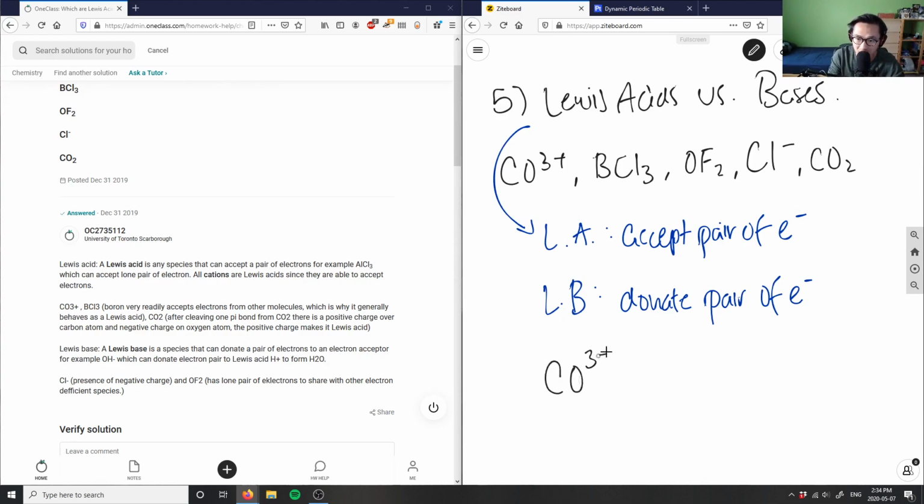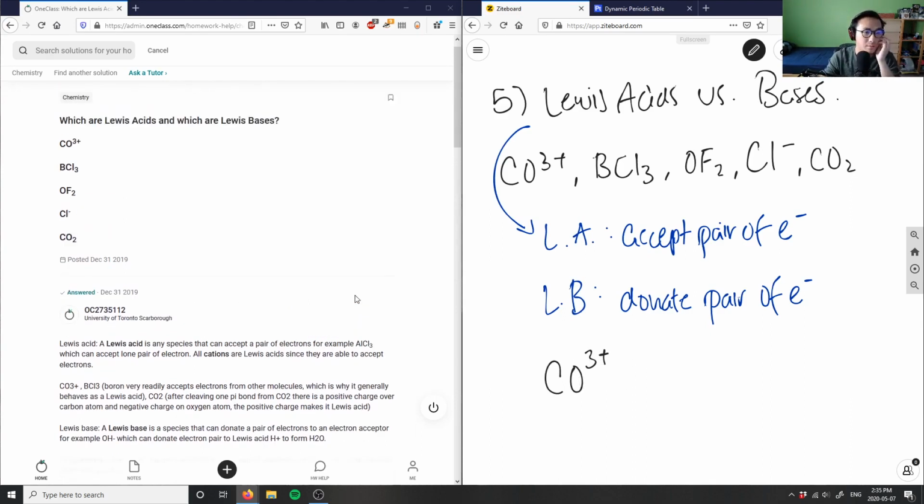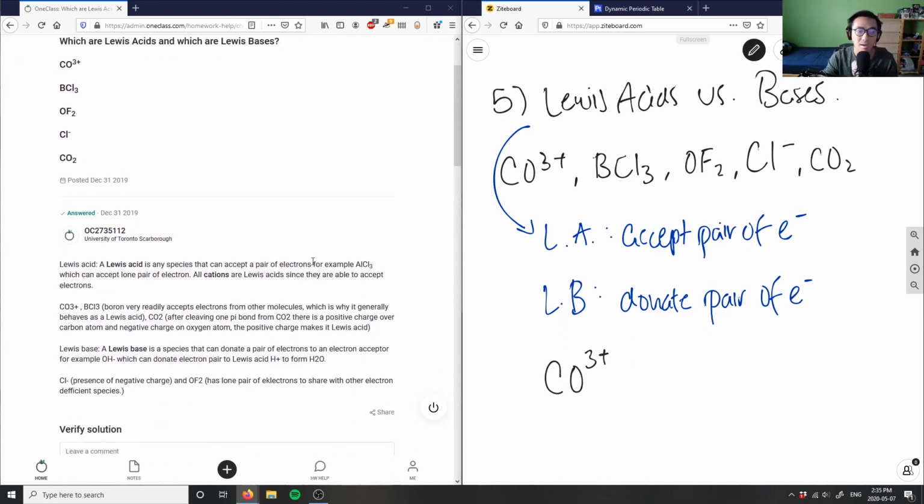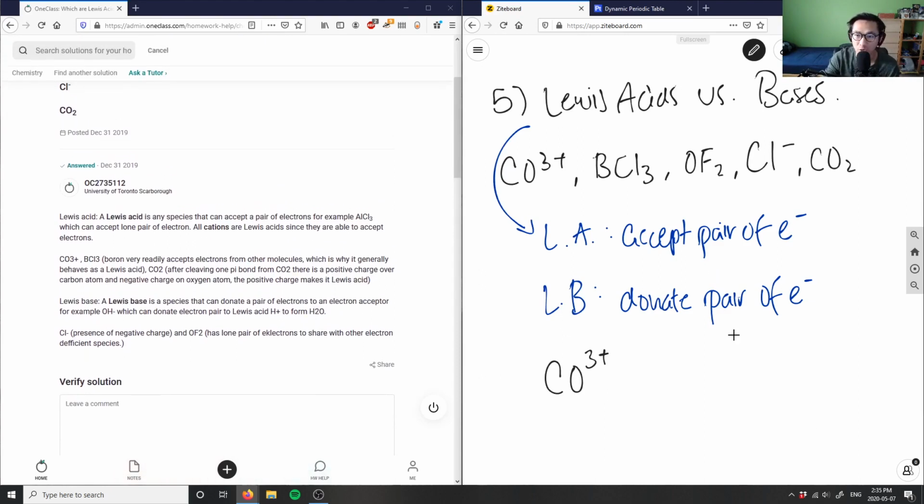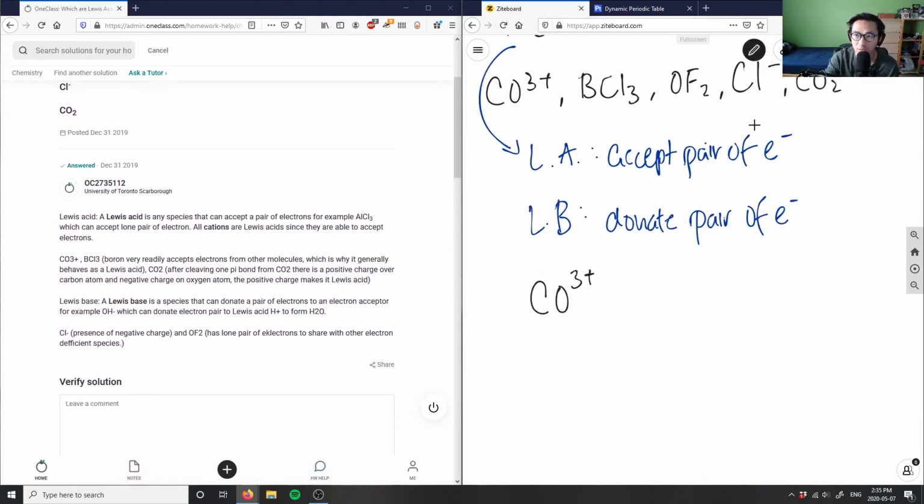I have CO3+ here. If I drew the Lewis structure for this, I would get the carbon bonded to oxygen, oxygen, oxygen, and these have a charge of 3+, right? It could probably make a double bond with one of these oxygens, and then I would get lone pairs here, here, here, and a lone pair here, right?